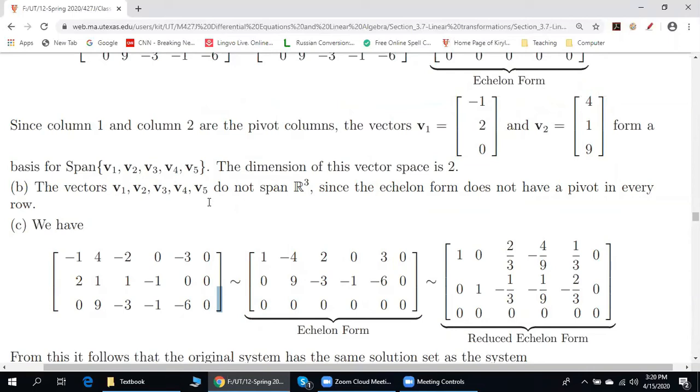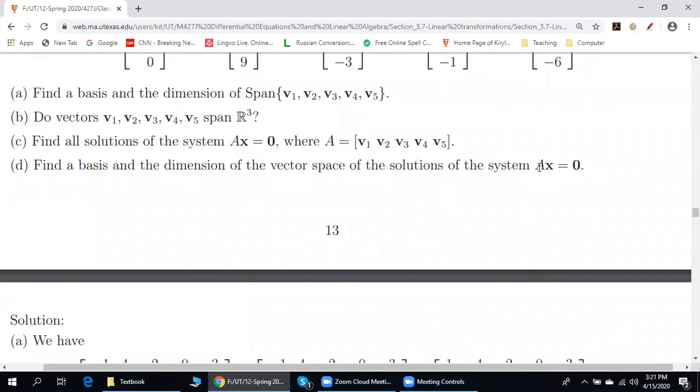Guys, questions here? Where did the last column of zeros come from? We are talking about a homogeneous system. It comes from this. Oh, okay.